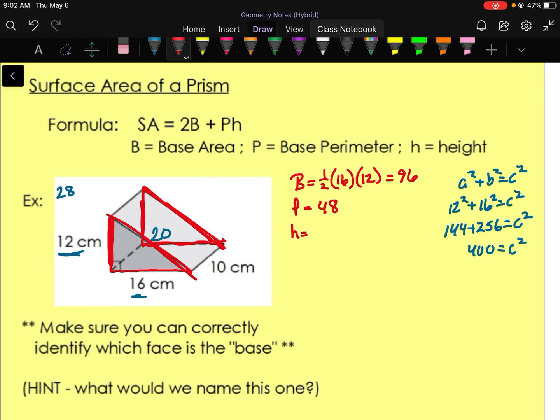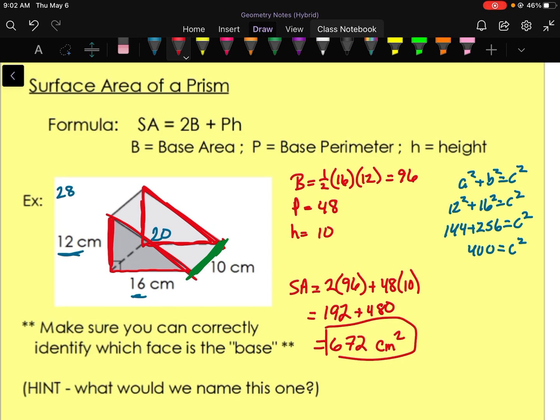Okay, now the height of the object, like I said, it's like it got turned on its side. So this part right here is actually the height. If I were to tip this right side up, that would be how tall that prism is. So my height is 10. To find the surface area, we're going to take 2 times my base area, which is 96, plus my perimeter, which is 48, times 10. So 2 times 96 is 192, plus 480 gives me a total of 672 centimeters squared. So that's how you find surface area of any prism.